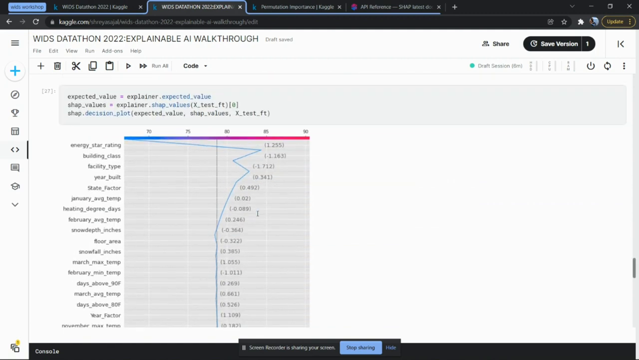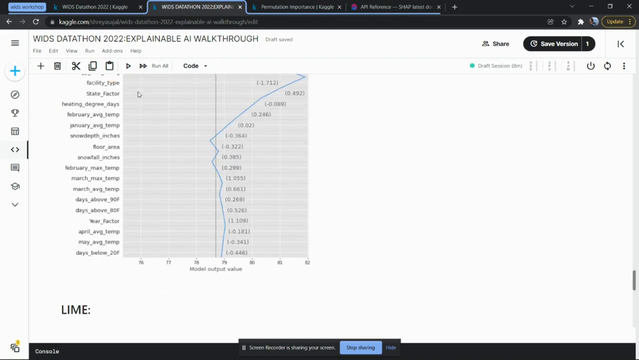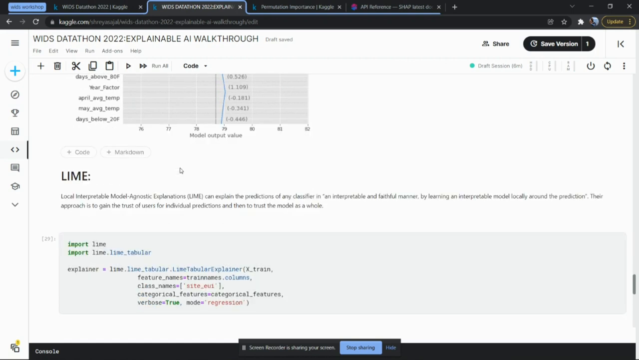We also have a decision plot, used when the number of features is very large, compared with the waterfall plot. Generally we don't use it because it becomes a bit clumsy. So other features are included over here. You can see that you start from a base value, and from the base value, how these features are affecting the model, and the final prediction is over here. So this is how we interpret the SHAP values.